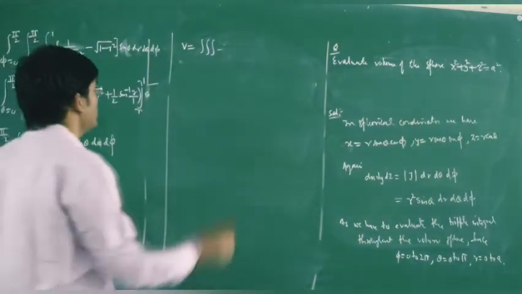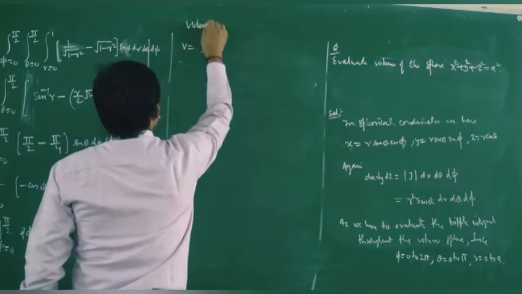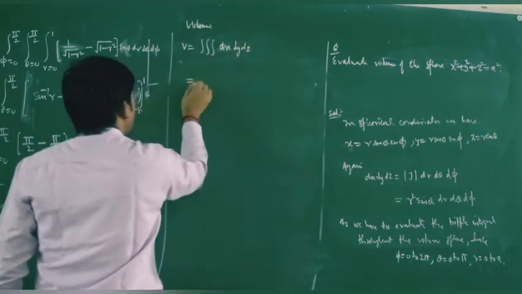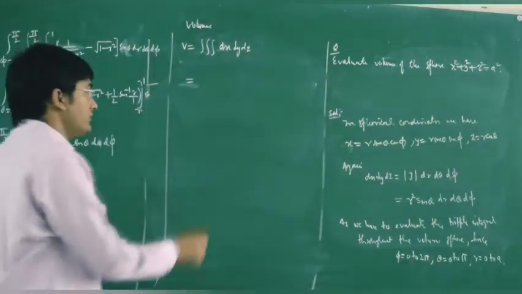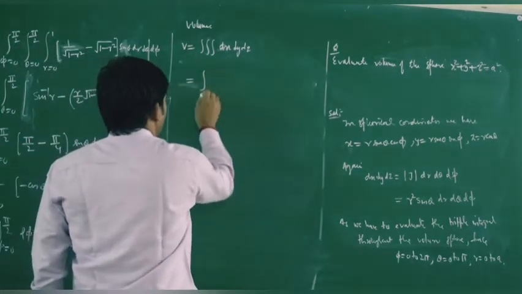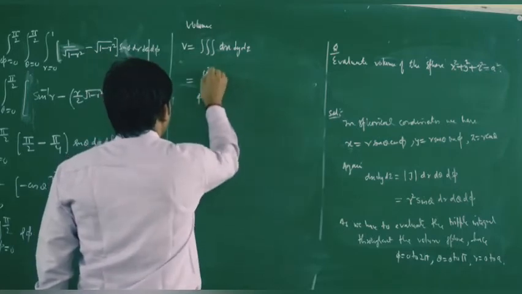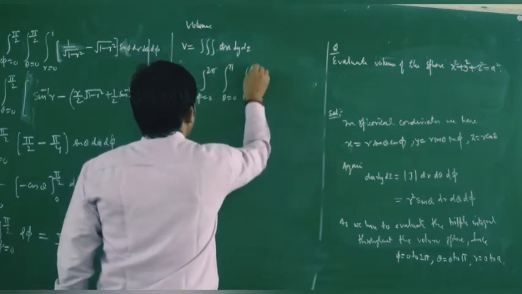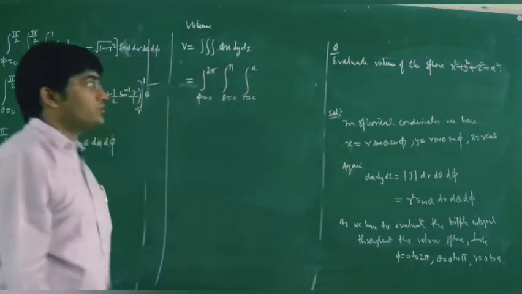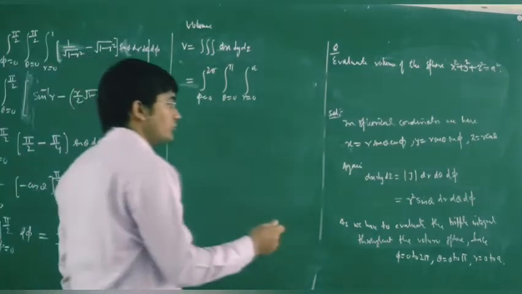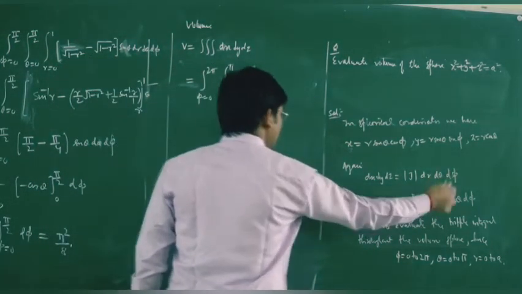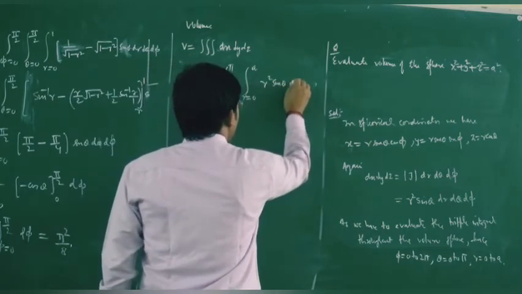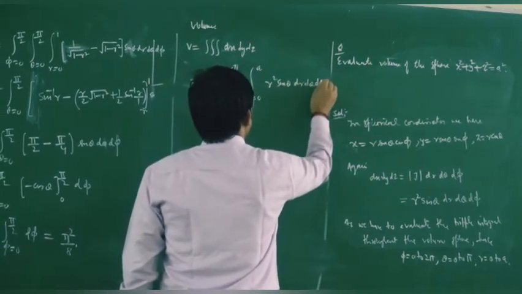So for the volume integral, the volume of the solid is equal to the triple integral of dx dy dz. Now just take the limits. So we have phi from 0 to 2 pi, theta from 0 to pi, r from 0 to a, and dx dy dz will be mod J, r dr d theta d phi. So this is equal to r square sin theta dr d theta d phi.